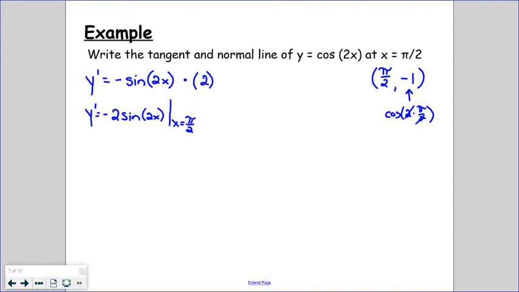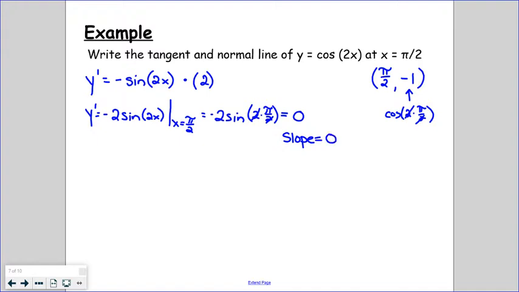So plugging pi over 2 into that. Again, 2 times pi over 2, we're looking at sine of pi, and sine of pi is 0. And 0 times -2 is still just 0. So our slope is 0. And this one was a good reminder for us. Okay, so we're looking at a slope of 0, right?